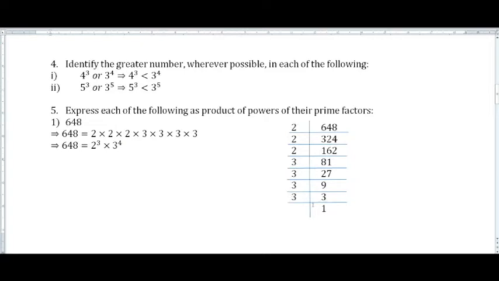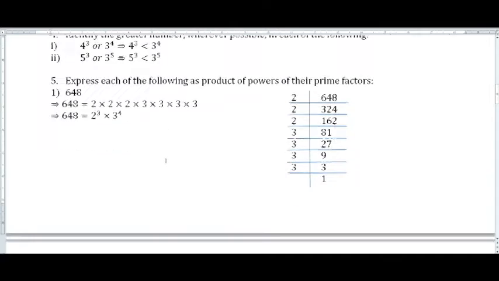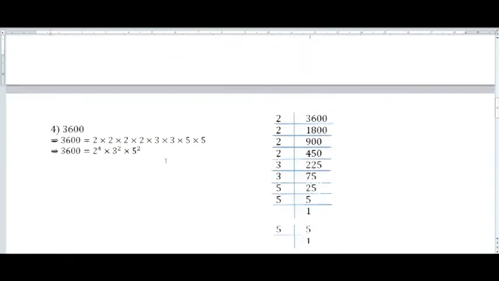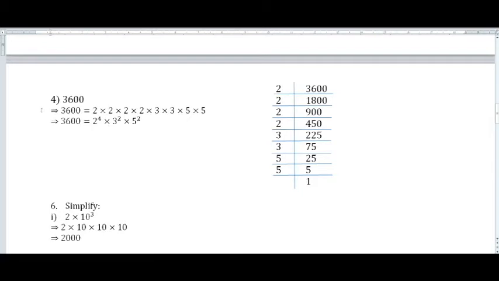So what are the numbers that we have found as the divisors? 648 is equal to 2 into 2 into 2 into 3 into 3 into 3 into 3. That means 2 is occurring 3 times and 3 is occurring 4 times. That means 2 to the power 3 into 3 to the power 4. So that will be the answer for this. In the same way, here, in question number 4, the number is 3600.